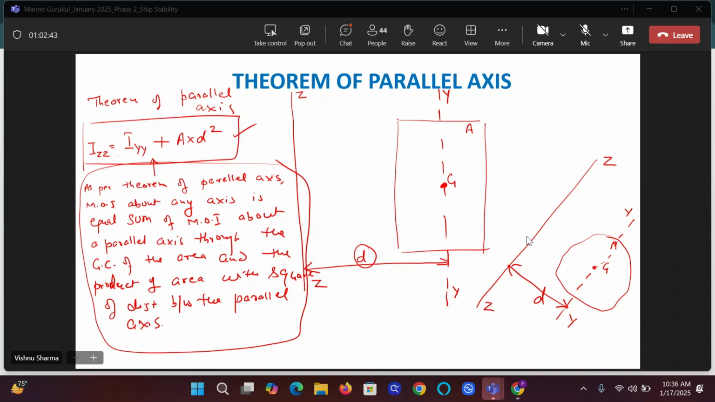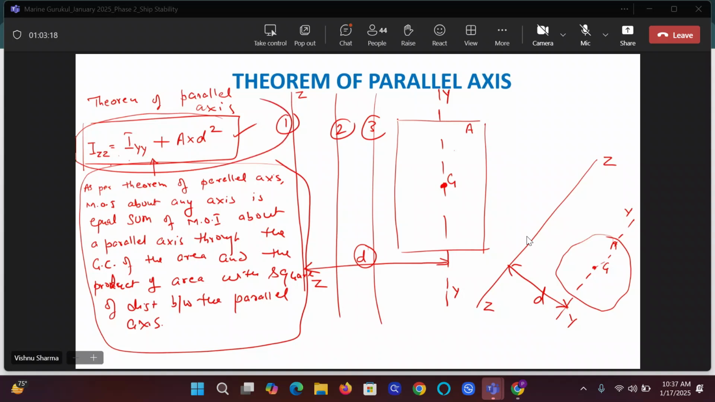Correct. So guys, see, if you have a series of axes, let us say this is one axis, this is two, this is third axis, this is through the geometric center. Out of all these axes, moment of inertia will be least about which one? Will it be least about ZZ, 2 or 3? They are all parallel to each other. Y. Remember this. Remember this expression here. If you want moment of inertia about ZZ, then it is plus AD square.